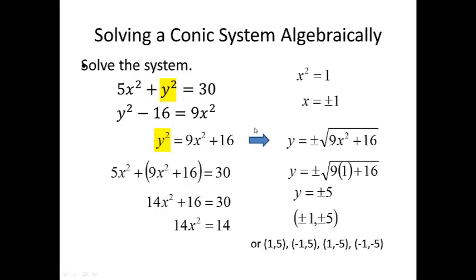If you think of 2 ellipses that are not going in the same direction, they can cross in 4 places, and these are the 4 places: 1, 5; negative 1, 5; positive 1, negative 5; and negative, negative. Okay, so you can have all those combinations.